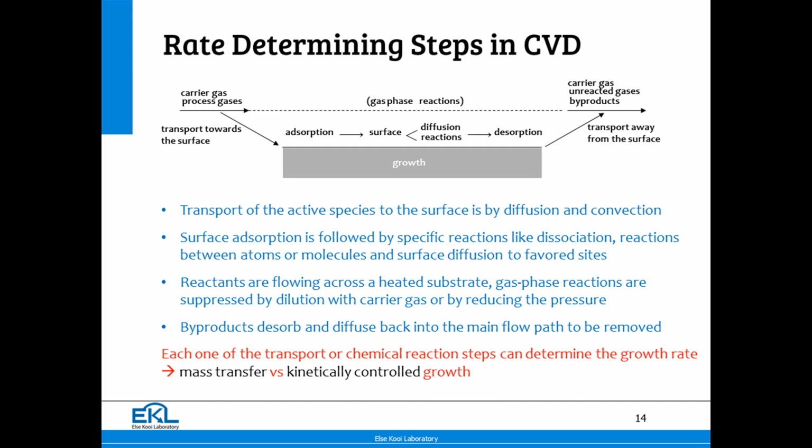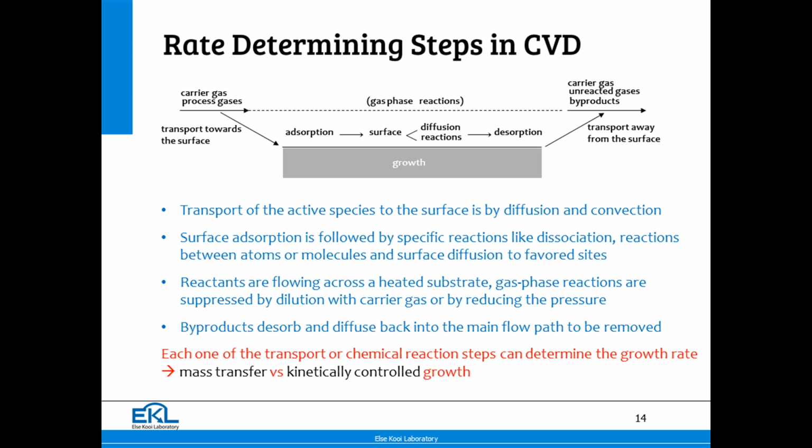What are the rate determining steps in chemical vapor deposition, CVD? Well, here are the steps I just described. What you have to bear in mind is that the gas flow through the reactor is laminar, flows in layers. And in a laminar flow there is very little transport in the vertical direction. The transport is from diffusion and a little bit convection. So your active species have to diffuse to the surface. They are adsorbed, surface diffusion, desorption, the reaction byproducts have to desorb from the surface and have to be carried away in the process gas flow.